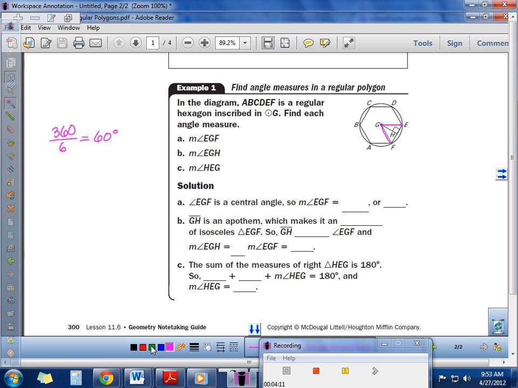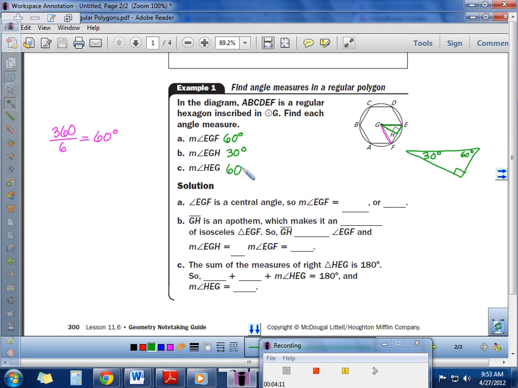Okay, so the next one, we do EGH. Oh, that's over here. If this first one is 60, the second one is just half of that 60, which is 30. The last one is HEG. So that is going over here. So you should be able to see kind of this triangle. This one we found was 30. That's 90. This one has to be 60.